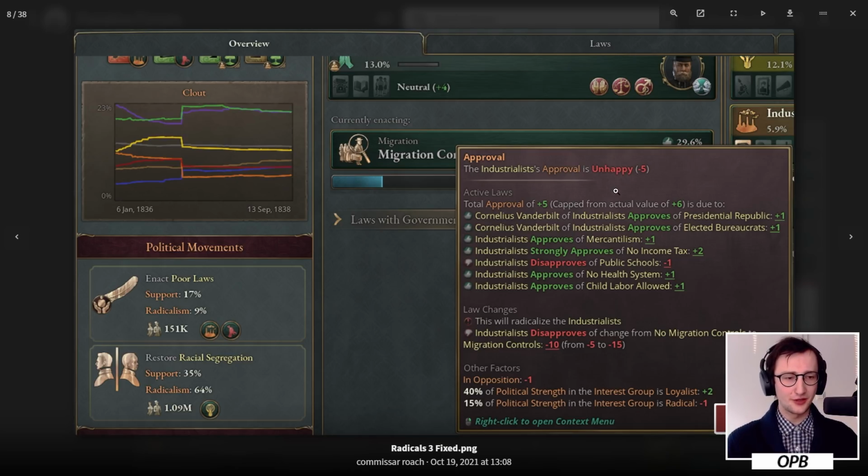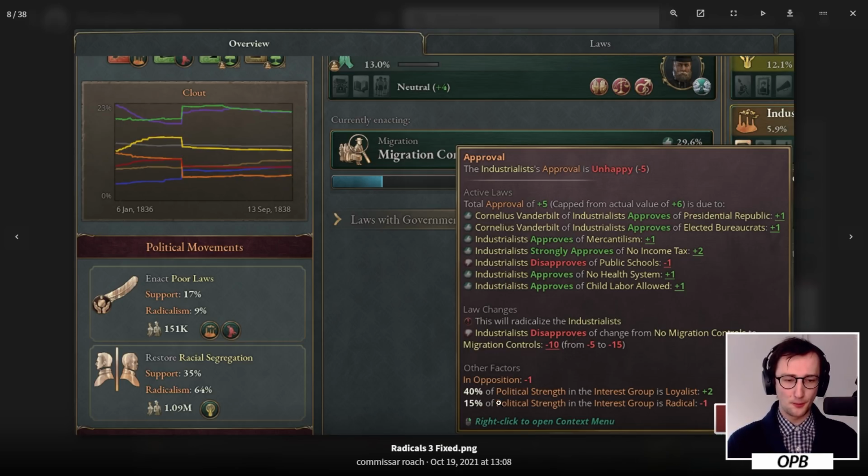Now, the industrialists currently aren't happy. Let's take a look at why. The total approval of +5 is due to industrialists approving of presidential republic, elected bureaucrats, mercantilism, no income tax. They do not like public schools. They like no health system, and they like child labor allowed. This will radicalize the industrialists. That's the law being changed here, I assume, yeah? Industrialists disapprove of change from no migration control to migration controls, -10, from -5 to -15. Yeah, that's pretty intense. They will really dislike you there and become, of course, radicalized.